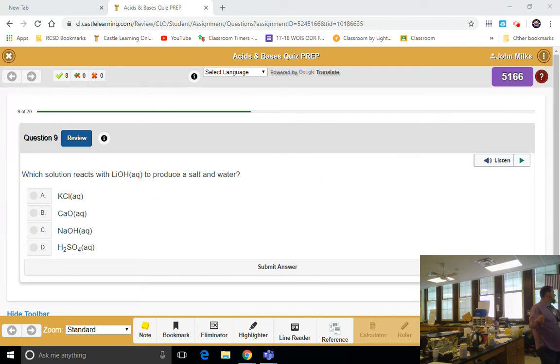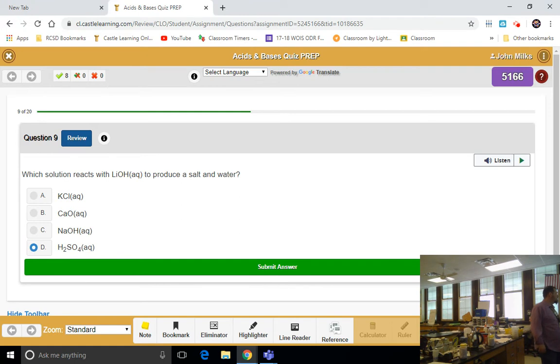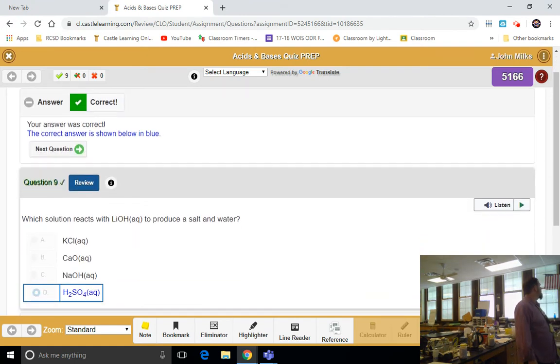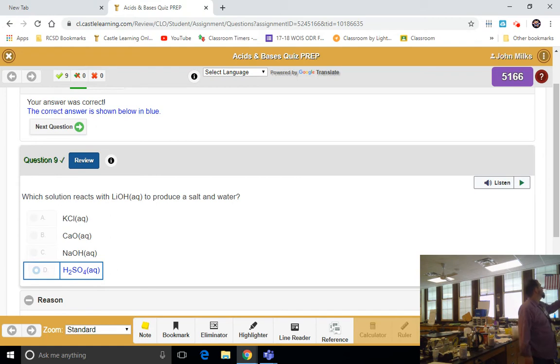And using my handy dandy reference table that I didn't bring, you'll find that sulfuric acid is on that list. You can literally just find it. You just got to know that you need an acid and then look it up.